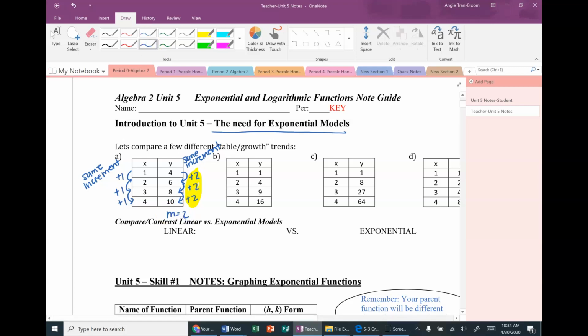Now, if I were to ask you to write a linear equation for that, we can write it as y equals mx plus b, or we can use the point-slope form, y minus y1 equal to m times x minus x1. So now we definitely can write the slope right away. The slope is going to be 2.